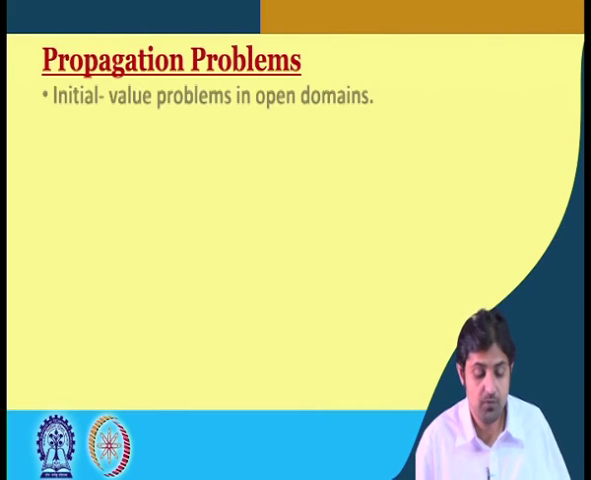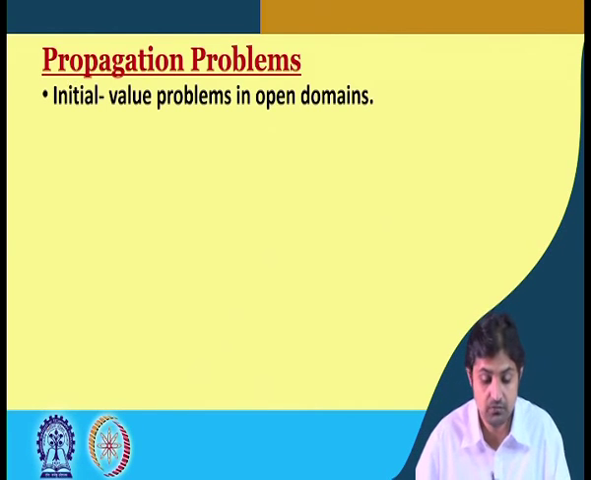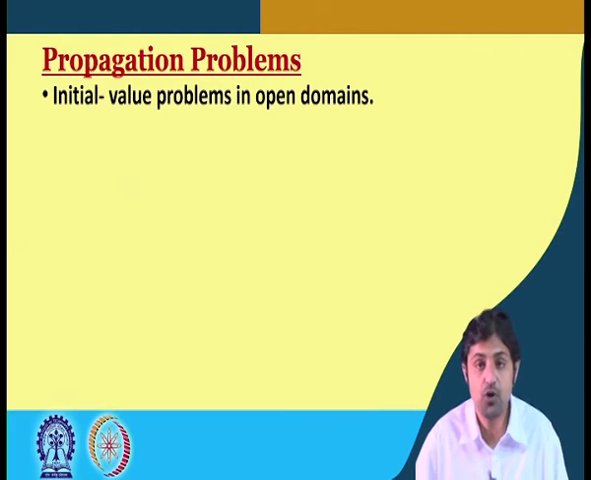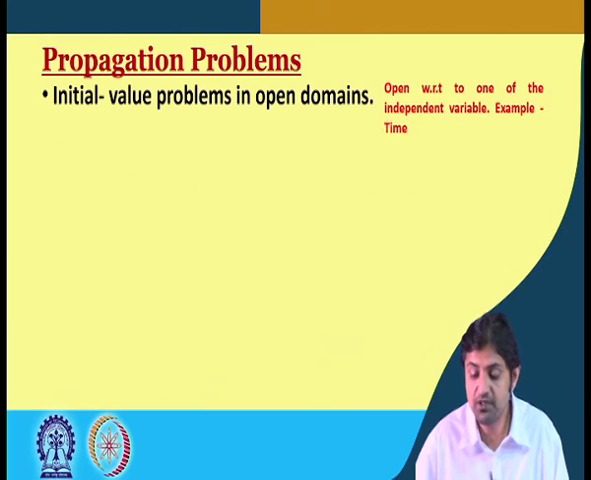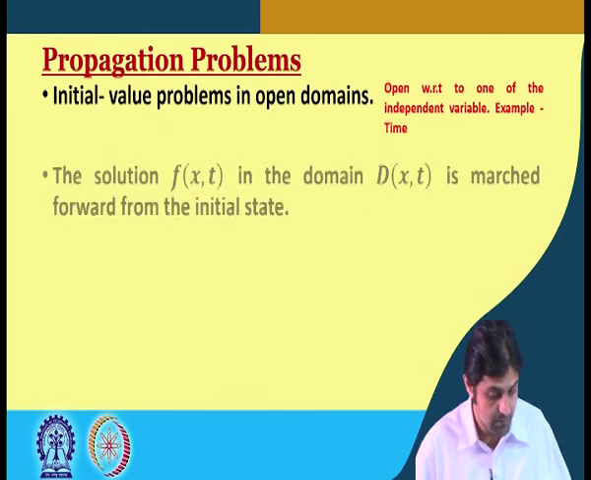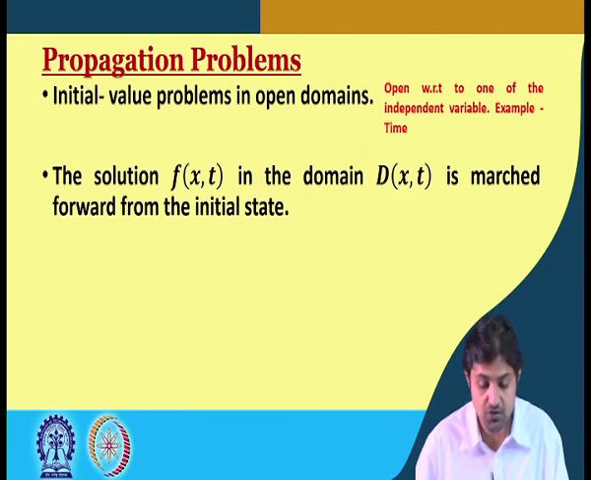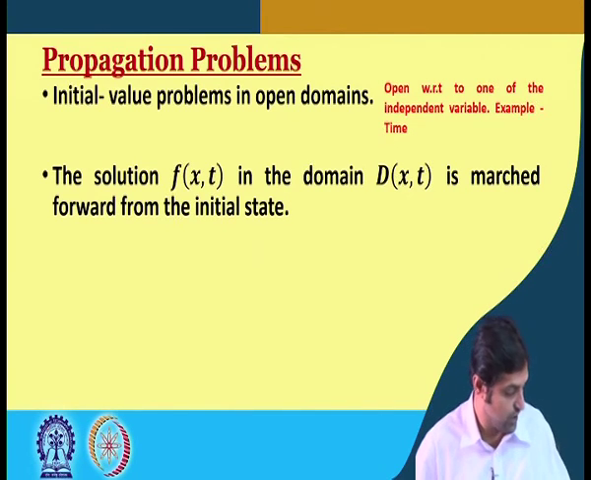The second type of problems are propagation problems. So, an example is initial value problems in open domains. So, open with respect to one of the independent variables, for example time. The solution f of x comma t in the domain is marched forward from the initial stage. Okay, so, we know things at time t is equal to 0, then we go from time t equal to 0 to, let us say, time t equal to 1, then time t equal to 2, and then time t equal to 3 seconds.